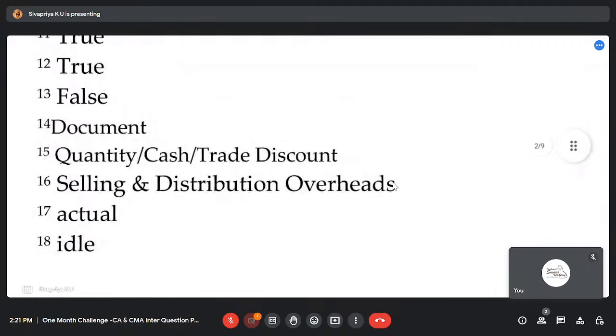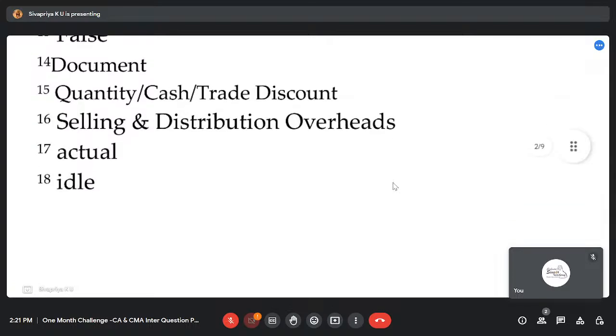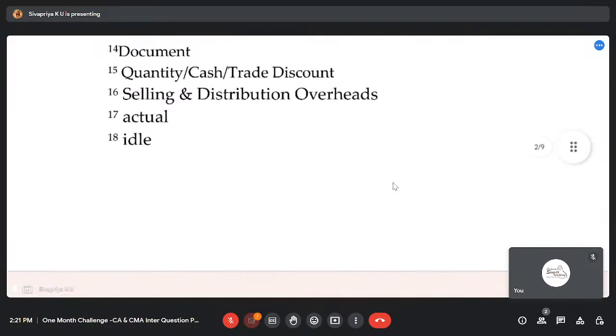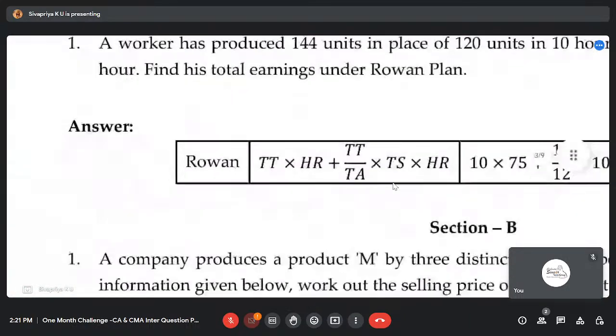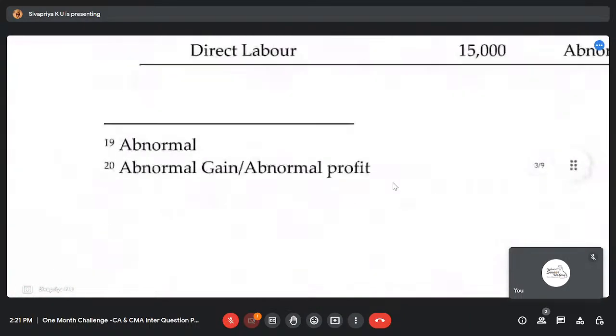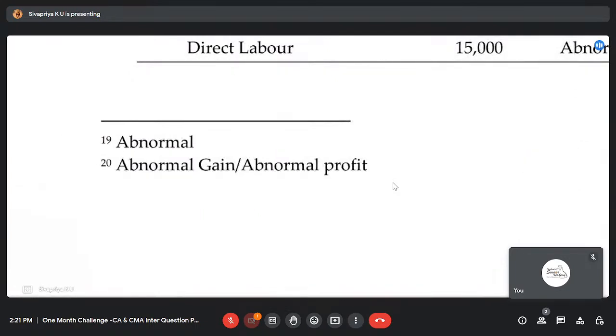Fill in the blanks. First one is document, then quantity or trade or cash discount. The next is selling and distribution overheads, actual, then idle. Then abnormal, and then abnormal gain or abnormal profit.